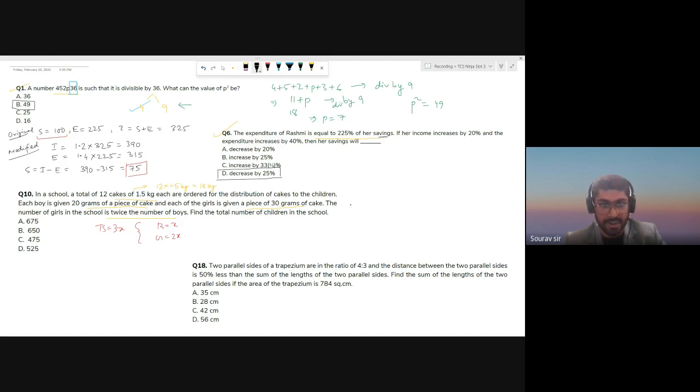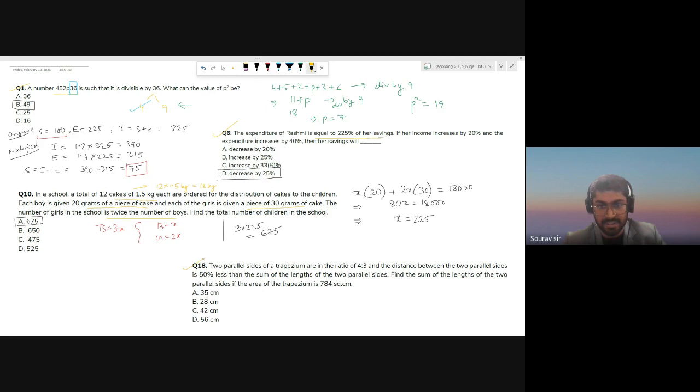All right. Now what do we have? Boys get 20 grams of cake each. So X into 20 and girls get 30 grams of cake. So 2X times 30. This should equal all of the cake, assuming no cake is wasted. So this is 18 kg or 18,000 grams. So that means you add this up, you'll get 80x equal to 18,000. Either divide it mentally or use the on-screen calculator, you're going to get x equal to 225. So that means the total students are 3x. So 3 times 225 is 675. So option A is your answer.